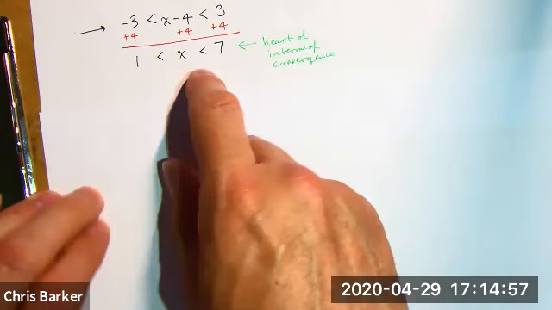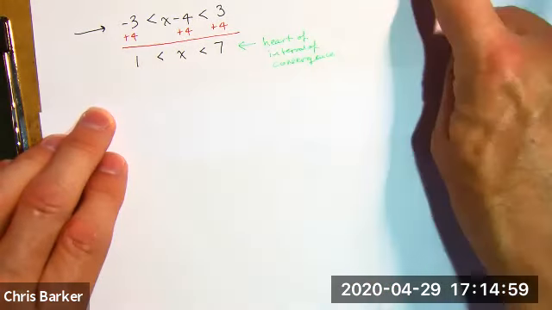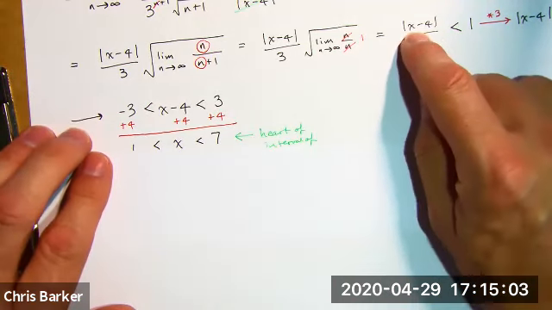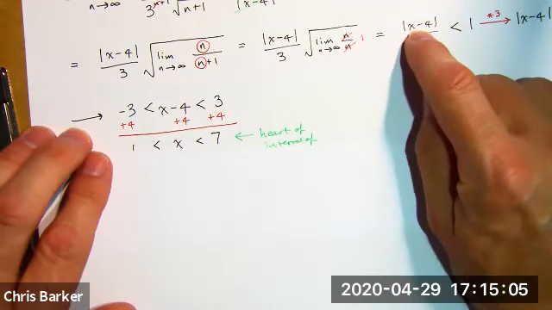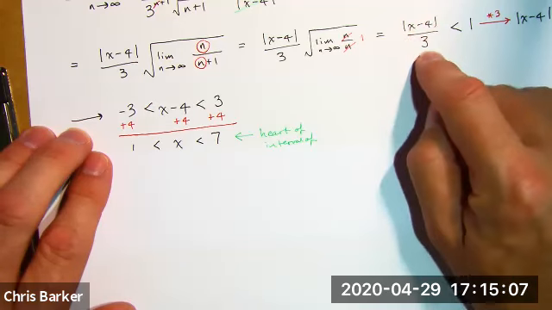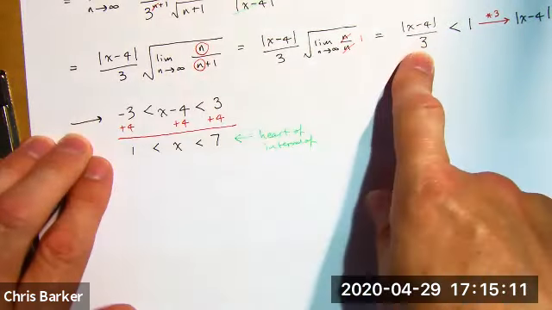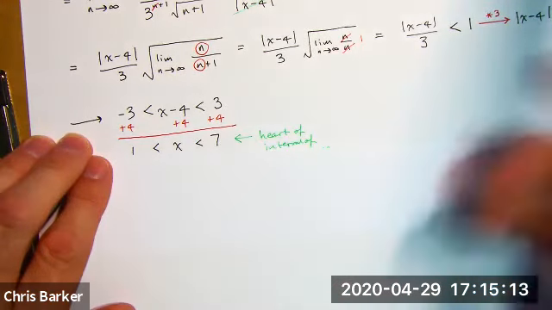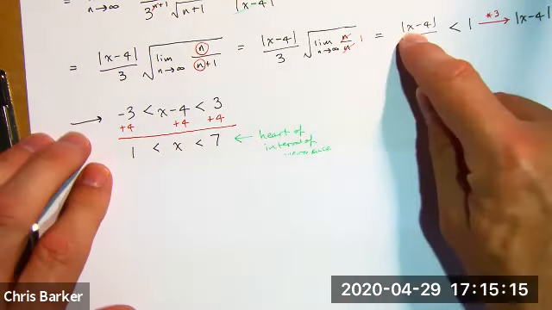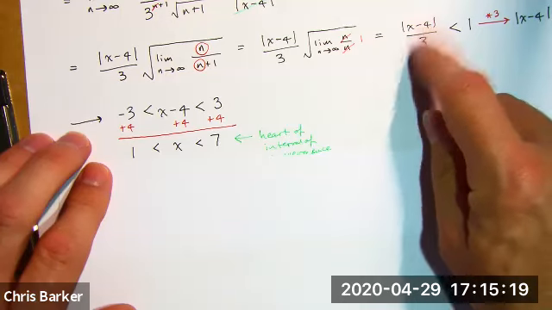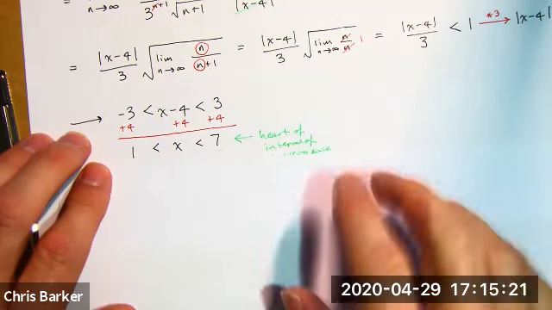They are the values for which this limit here would have been 1. For example, if you put 7 in here, 7 minus 4 is 3. Absolute value of 3 is 3. 3 divided by 3 is 1. And what does the ratio test tell you if you get 1? It tells you nothing. And if you put 1 in here for x, 1 minus 4 is negative 3. Negative 3 absolute value is 3. 3 divided by 3 is 1.